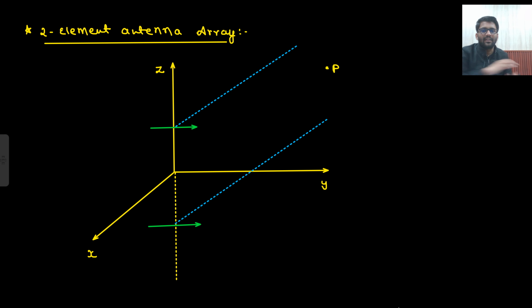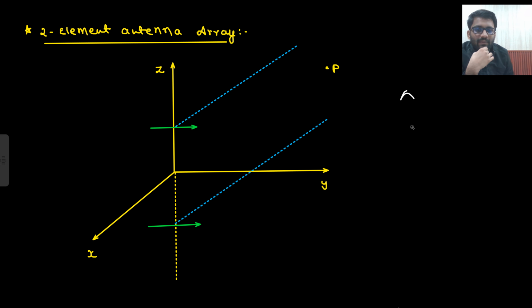Let's start studying about antenna arrays now. First we are going to study the 2 element antenna array. There are 2 antennas which are placed on the z axis, and they are placed along the y axis. Are you getting this point? What did I say? Antennas are placed on the z axis, but they are placed along the y axis. This is my z axis.